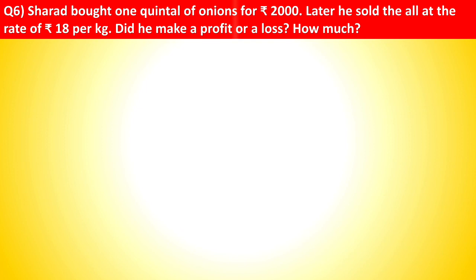Now question number 6. Sharad bought 1 quintal of onion for rupees 2000. Quintal means 100 kg. Later he sold it all at the rate of 18 per kg. Did he make a profit or a loss? How much?